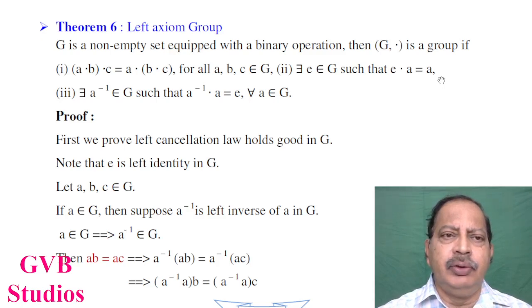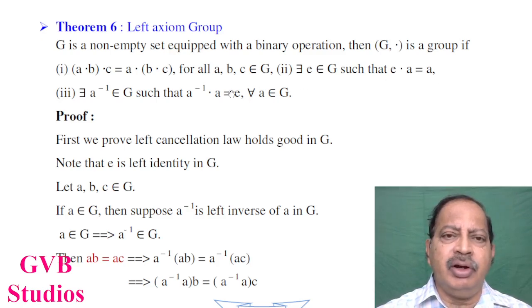Next, we go to theorem number 6. This is known as the left axiom group. That means in a semigroup, if left axioms are true, then automatically right axioms follow. Then the semigroup becomes a group.